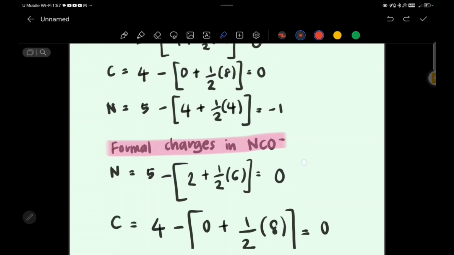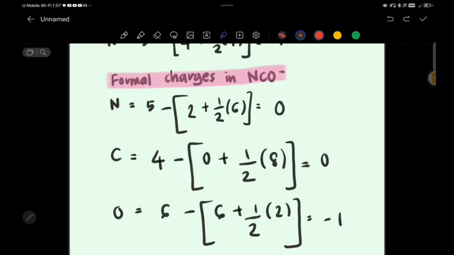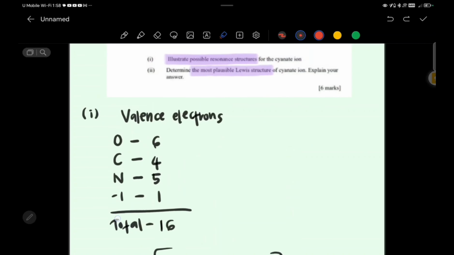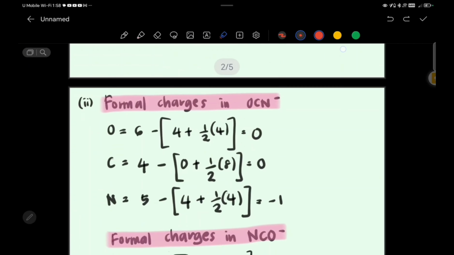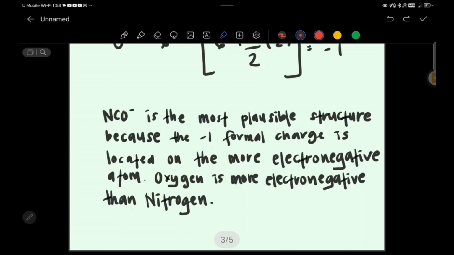For the second structure, NCO-, this is the formal charge: nitrogen has 0 formal charge, carbon has 0, and oxygen has -1. Back to the question, it asks us to determine the most possible Lewis structure. So the answer is NCO- is the most possible structure because the -1 formal charge is located on the more electronegative atom. Oxygen is more electronegative than nitrogen.